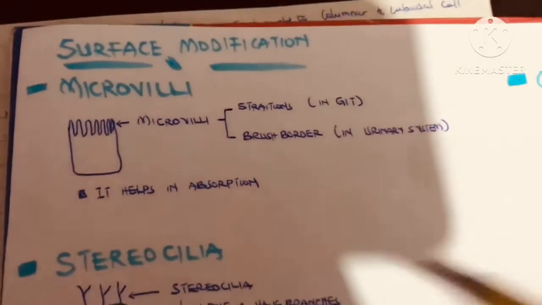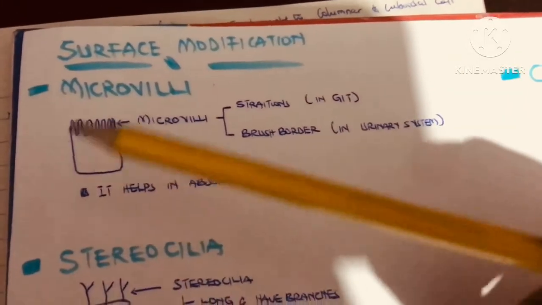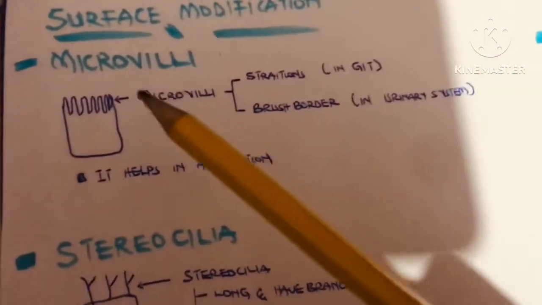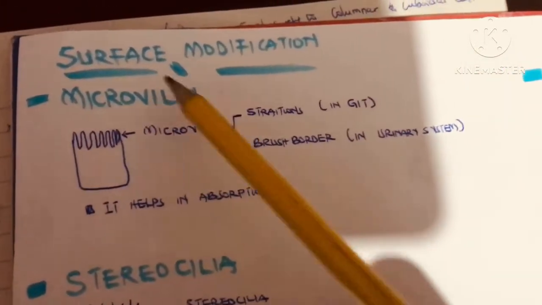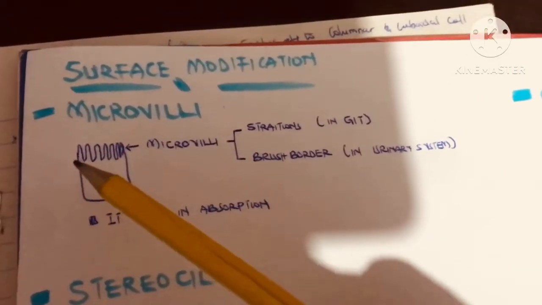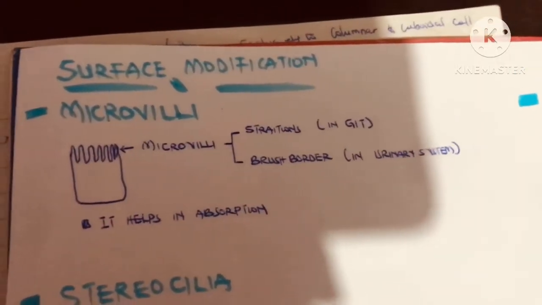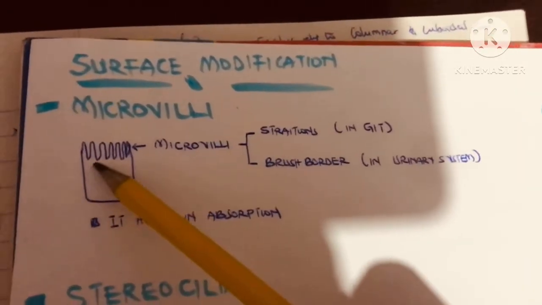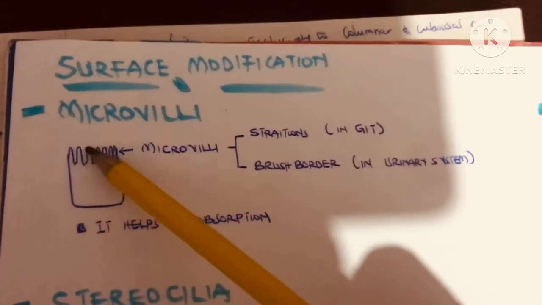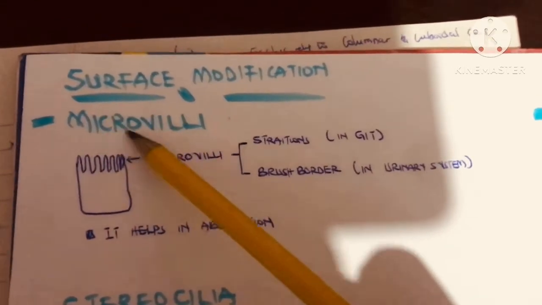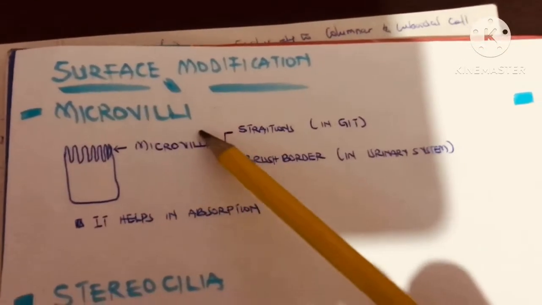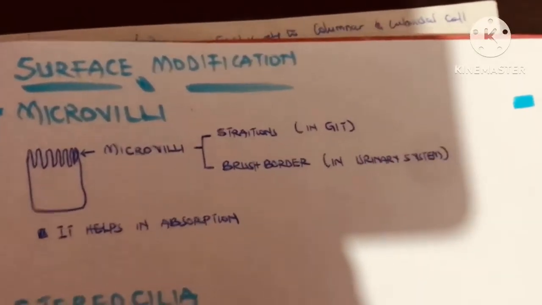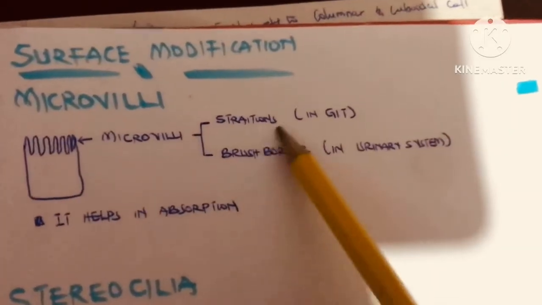So now let's look at surface modifications of these epithelial cells. You see, sometimes the apical surface of these epithelial cells is modified. The first modification that we are looking at is called the microvilli, which are finger-like projections on the surface epithelium. You understand? So this is the surface epithelium. You can see that it has these finger-like projections, and they are called what? Microvilli.